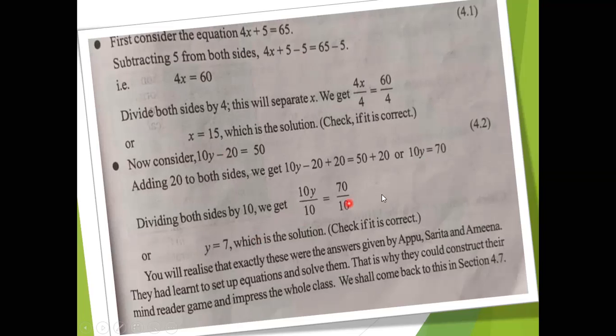Now what should you do? You should divide both the sides by 10. 10y by 10 equals 70 by 10. So 10 will get cancelled. y equals, and 10 sevens are 70, so you will get the value as 7. Now this y value you can substitute in this equation. 10 into 7 equals 70. 10 sevens are 70. You know 70 equals 70. So LHS equals RHS.